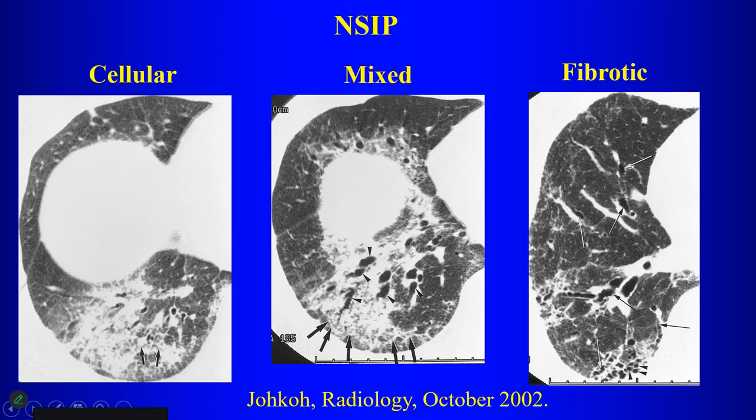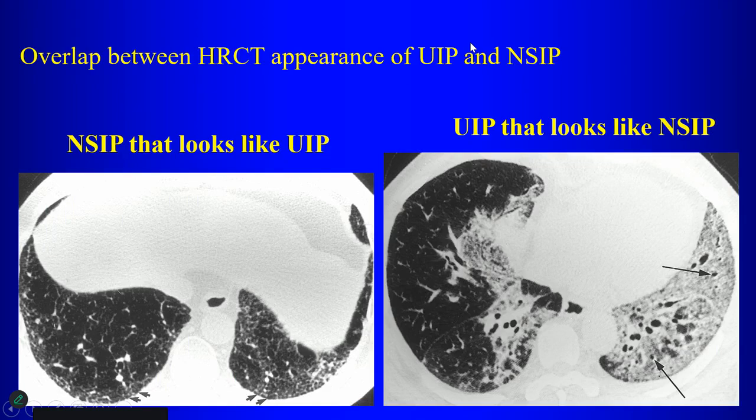So the more cellular it is, the more airspace opacities that you have. Traction bronchiectasis, and then here it looks like there might be some honeycombing and more traction bronchiectasis. Here you're more at the fibrotic end of the spectrum of NSIP. There can be an overlap. You can have NSIP that looks like UIP. You can have UIP that looks like NSIP. So in those cases, we're just not going to get it right when we come up with our interpretation of the disease.